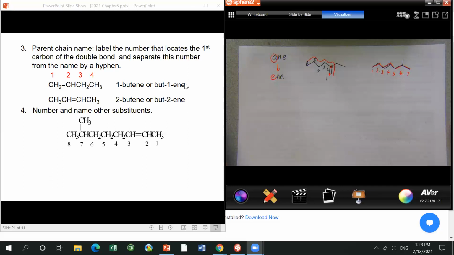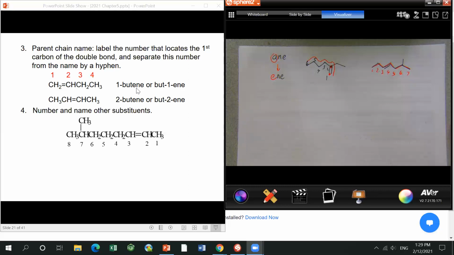Nowadays the second way is more popular, because in some situations the first way cannot give a clear indication, for example with a second group or more than one double bond. Personally, I like the first way, putting the number before the parent name, because it is easy to pronounce: 1-butene, that's it. The second way, but-1-ene, is not easy to pronounce. But in the exam and quiz, both ways are fine, and I will give full credit for either way.